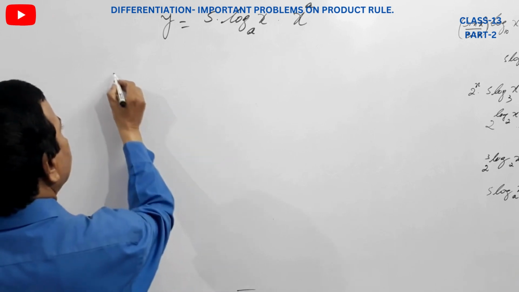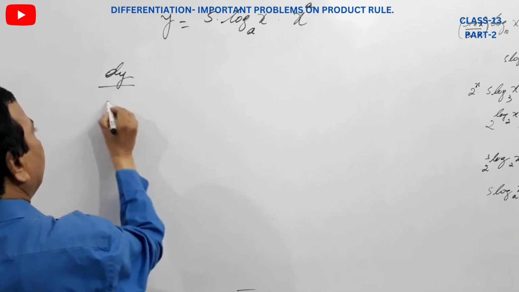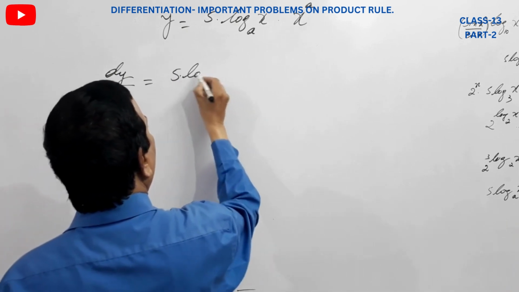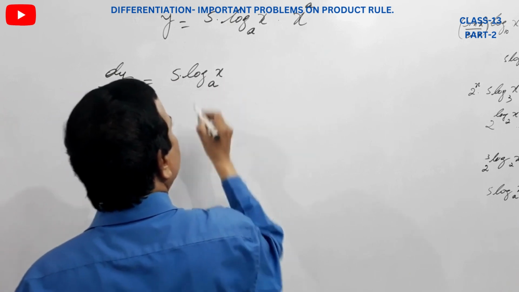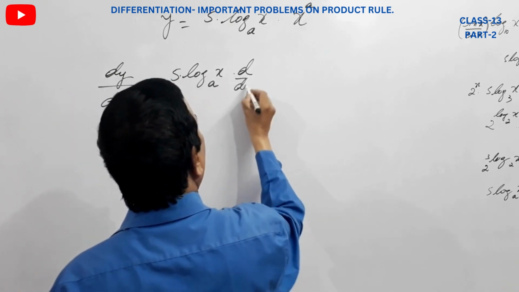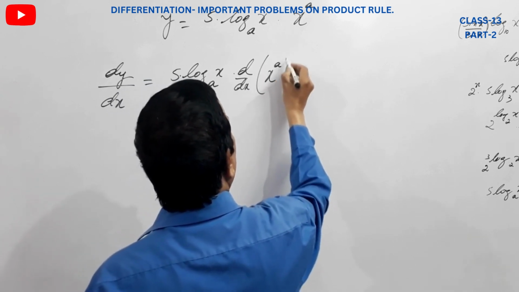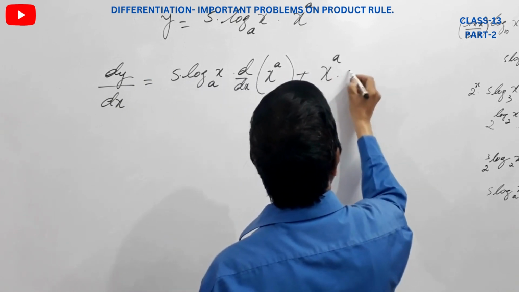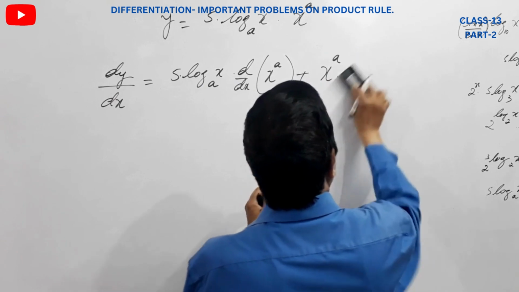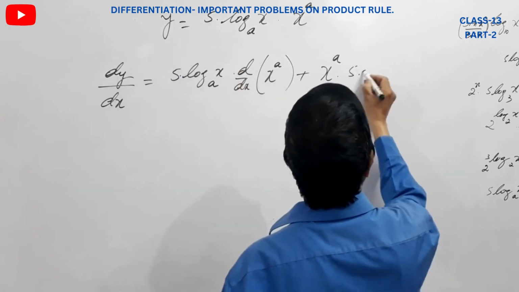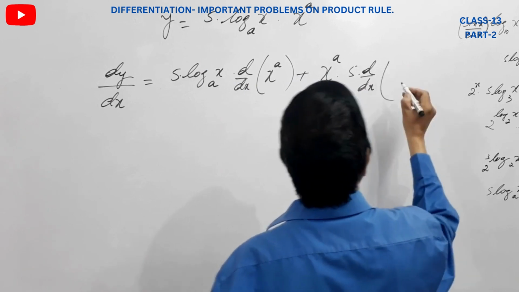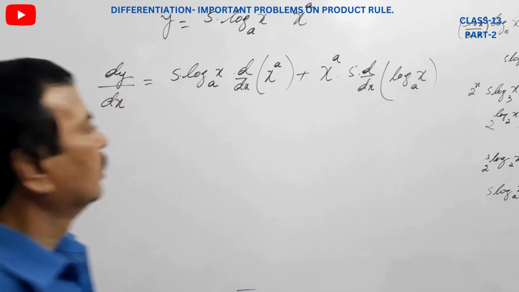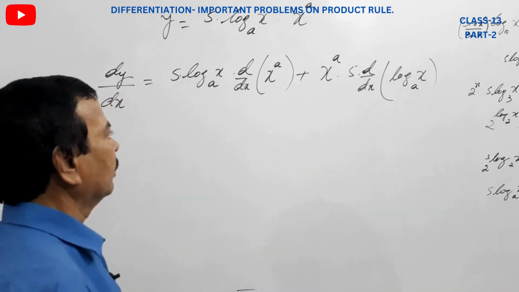So let us differentiate this, that is dy by dx equals to, I'll keep this 5 log x to base a into d by dx of x to the power of a plus I keep this x to the power of a as it is, d by dx of log x to base a. I keep this 5 outside. So you should remember the formula, otherwise you are gone with the wind.